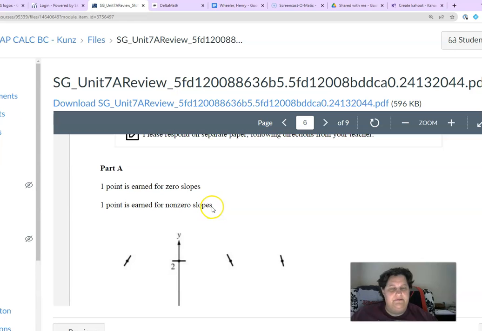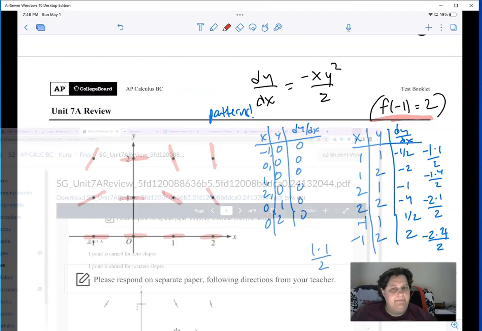The non-zero slopes, if you got the slanty ones right, you get a point, and all the zero slopes you get a point. Okay.